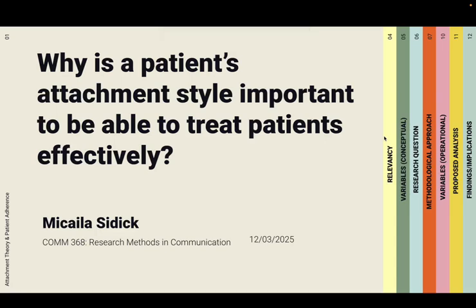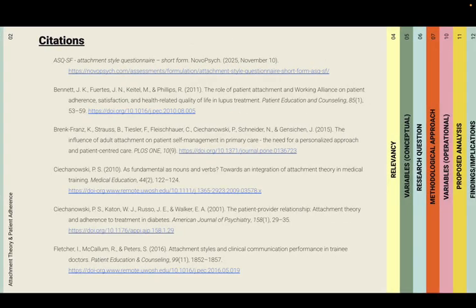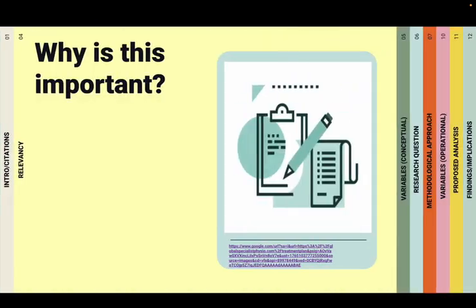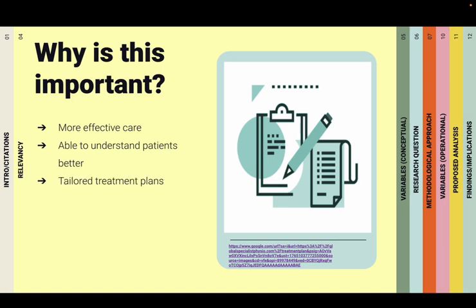Why is a patient's attachment style important to being able to treat patients effectively? Here are my citations. So, why is this important? It could lead to more effective care. It'll lead us, providers or any healthcare professional, to be able to understand a patient better. Could lead to tailored treatment plans where it's based on the patient and not the disease. And will just lead to better communication between patients and their providers.